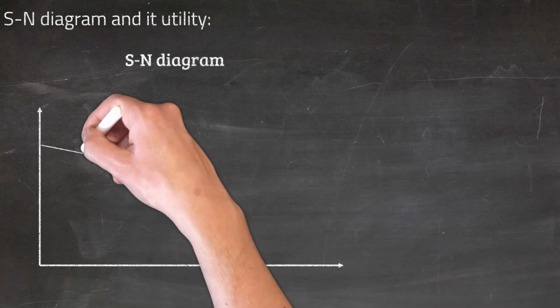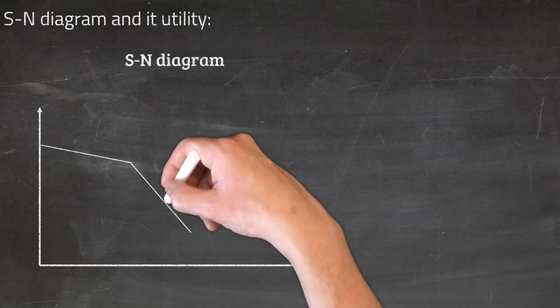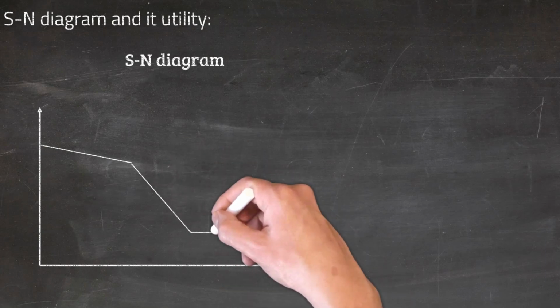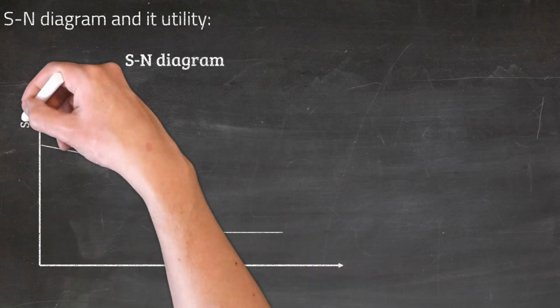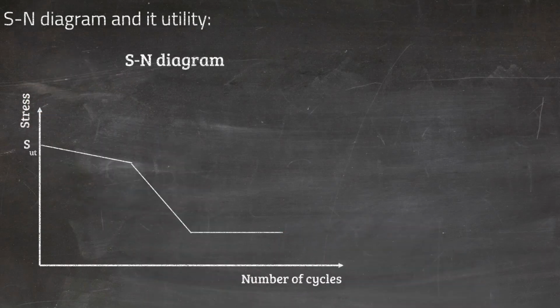A simplified version of the final failure curve of this plot for ferrous material is known as an SN diagram. This diagram is the main tool that is used by engineers to predict and avoid fatigue failure in the design parts. This curve is obtained by thousands of fatigue failure experiments for different types of steel alloys.